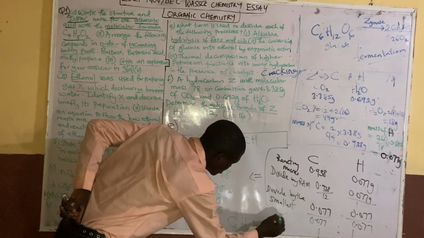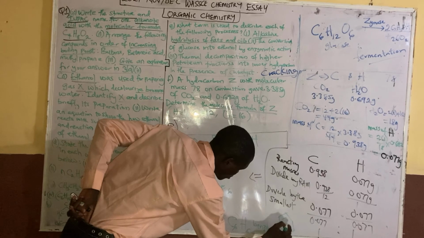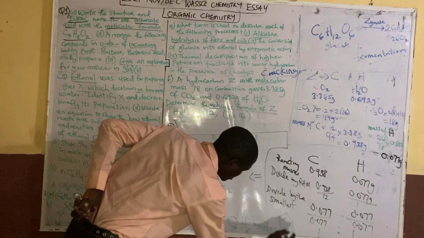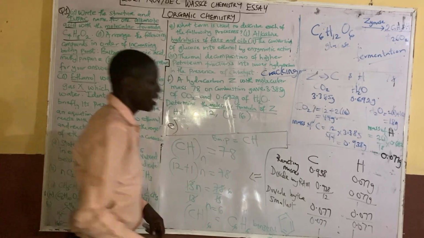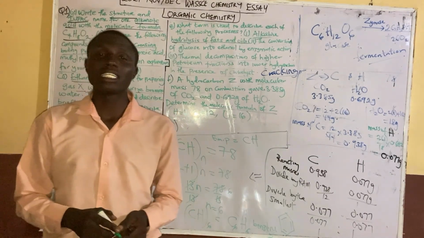This is benzene, something like this. And since you draw the structure, this is benzene. So that's that. We have come to the end of the question and answer on organic chemistry.